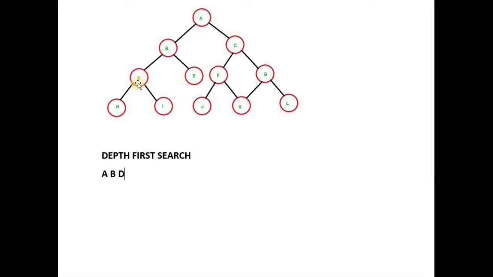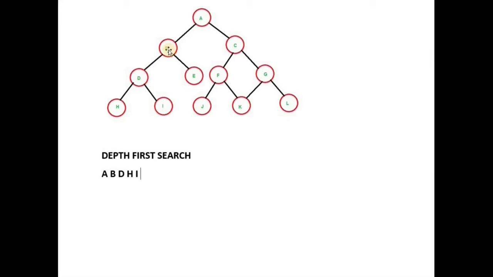From D, which nodes can I visit? That is H and I. I will visit H right now. Then I cannot visit any other node from H, so I will go back to D. From D, which node can I go to? I can go to I. So I will go for I now. From I I cannot go any further, so I will go back to D. Then from D, I have explored all the nodes and I will go back to B.